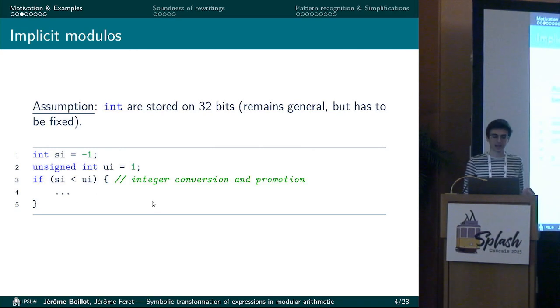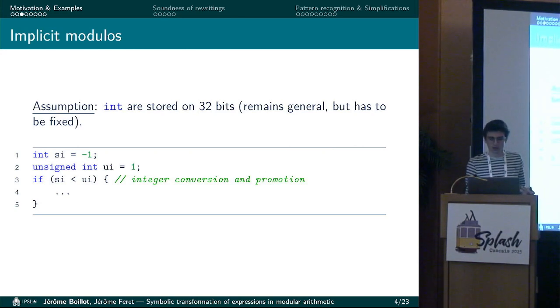And because UI is an unsigned integer, there is an integer conversion that is done, and SI will be converted to an unsigned integer. So there will be a wraparound, and SI will be interpreted as 2 to the power of 32 minus 1. So we now want to prove mathematical properties on those programs. So we will represent them in a way such that we can do operations over Z.